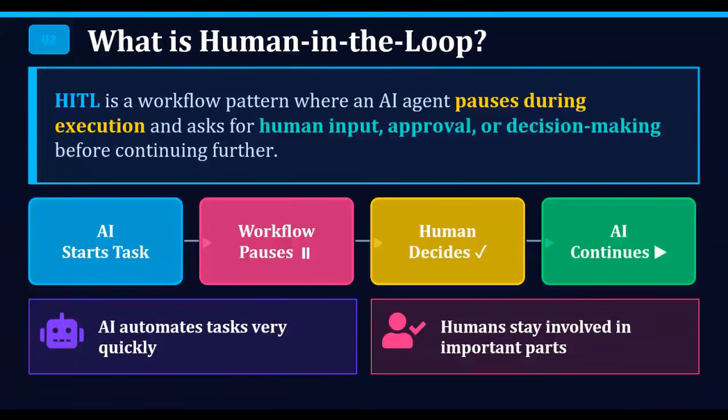So now let's first understand what human in the loop actually means. Human in the loop is a workflow pattern where an AI agent pauses during execution and asks for human input, approval, or decision making before continuing further. This idea is very simple. AI can automate tasks very quickly, right? But humans still stay involved in important parts of the workflow.